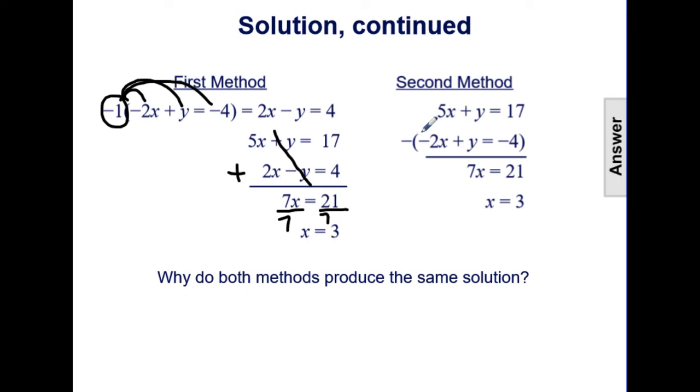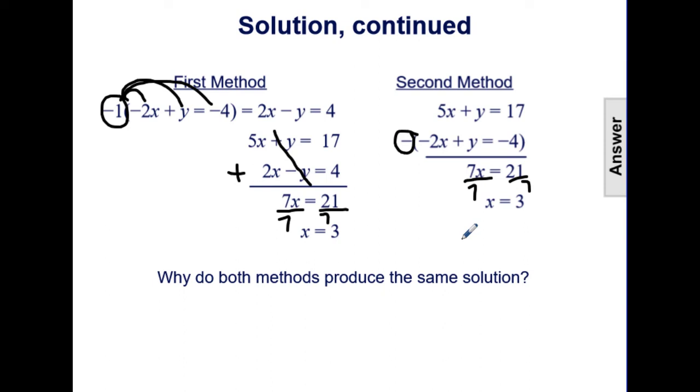The second method, we're not going to multiply any equation by -1. We're just going to subtract the 2 equations. So 5 minus -2x is 7x. Y minus y will eliminate, subtract to 0. And 17 minus -4 is 21. Again, dividing by 7 is 3.